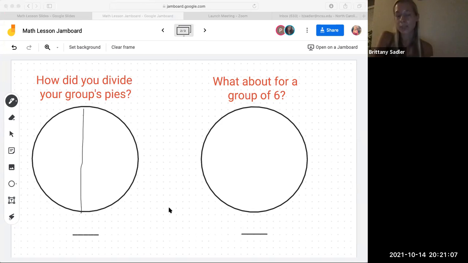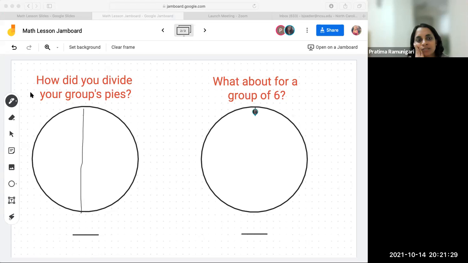All right, so 2 slices. So in this case, because there were only 2 people in your group, you only divided it into 2 equal halves. What about if there were 6 people in your group? How would you divide it equally? Divide the pie into 6 parts.